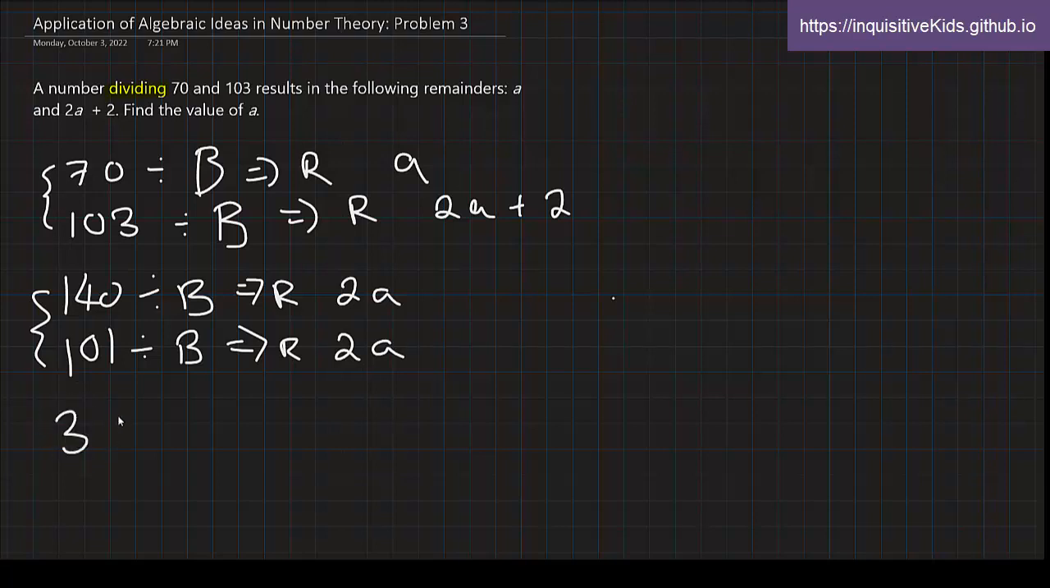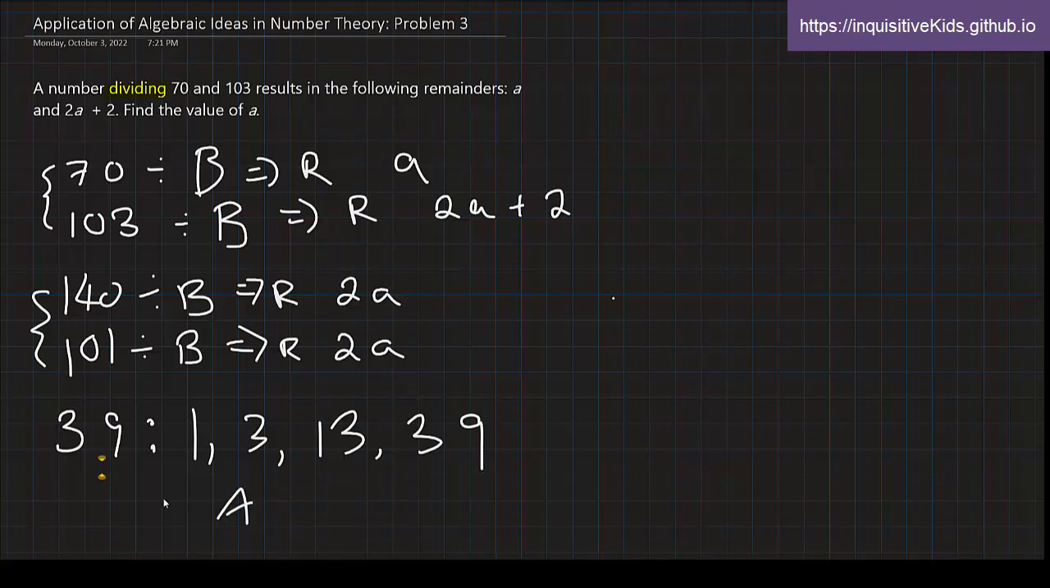So 39 has the factors 1, 3, 13, and 39. Out of these four numbers, we just have to see which one b might be. So these are all possibilities of b.